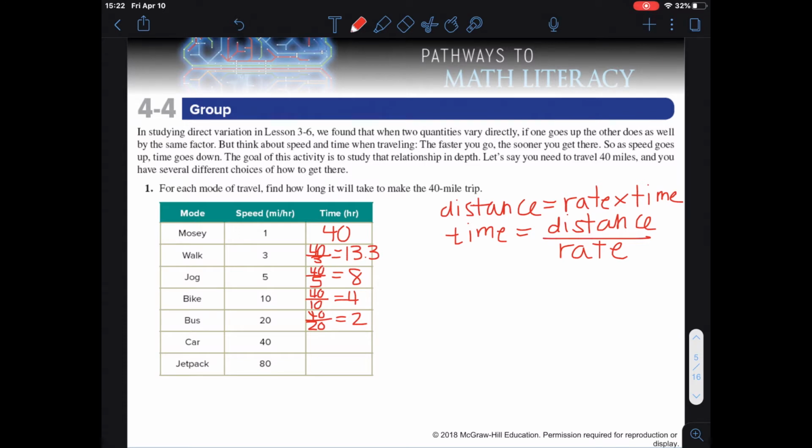If we go by car, we can go 40 miles in an hour. So it's going to take us a single hour to do the trip. And then if we take a jetpack, we can go 80 miles in 1 hour. So it's only going to take us a half an hour to do the trip. So if you notice, as our speed is increasing, the time to travel the same distance will decrease.